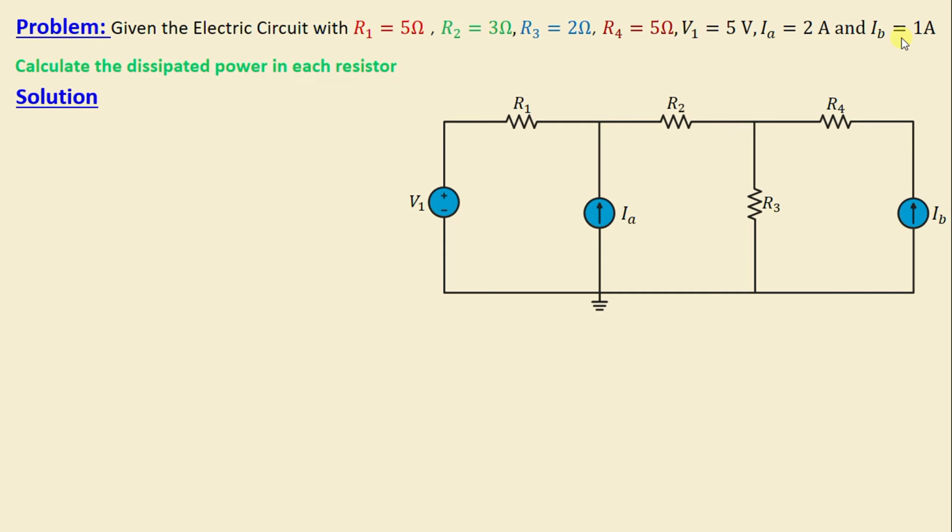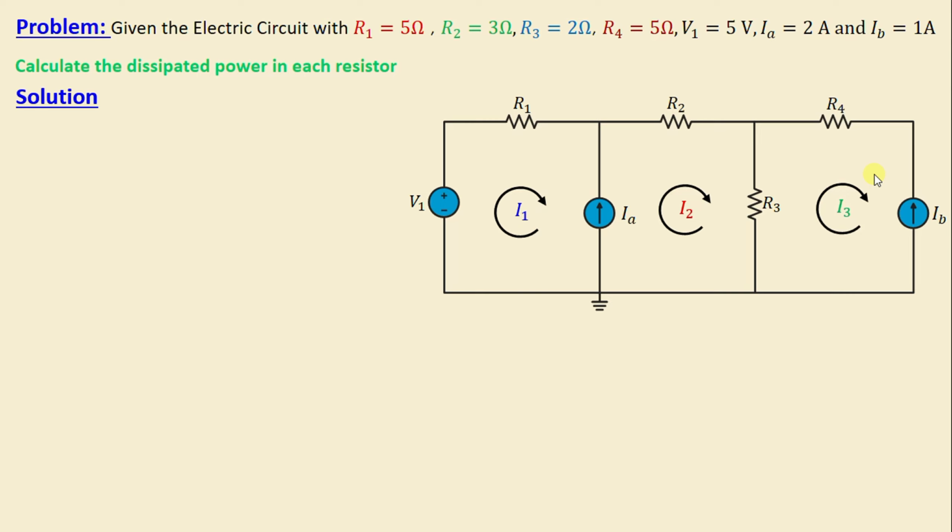First, let's begin by defining the number of meshes in this network. It's evident that there are 3 meshes: mesh number 1, mesh number 2, and mesh number 3. Now let's proceed to assign the mesh currents in this network. I1 is the current in mesh 1, I2 is the current in mesh 2, and I3 is the current in mesh 3. We can see that all the currents are chosen in the clockwise direction.